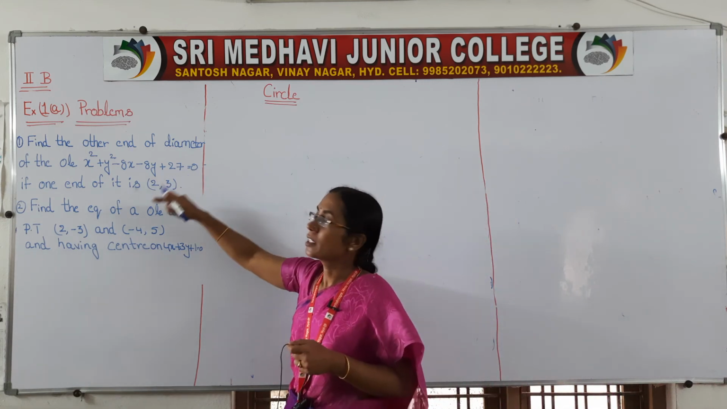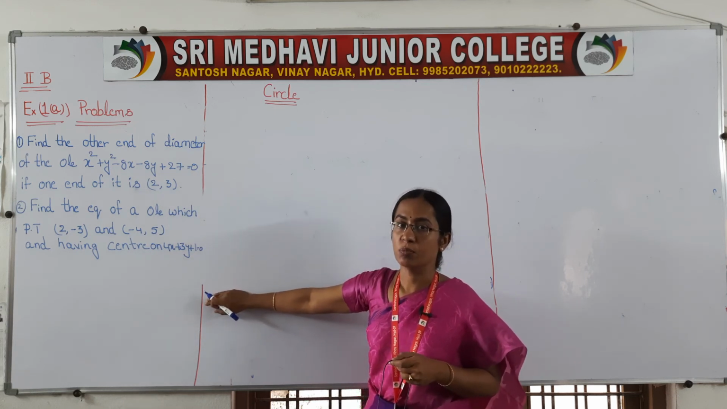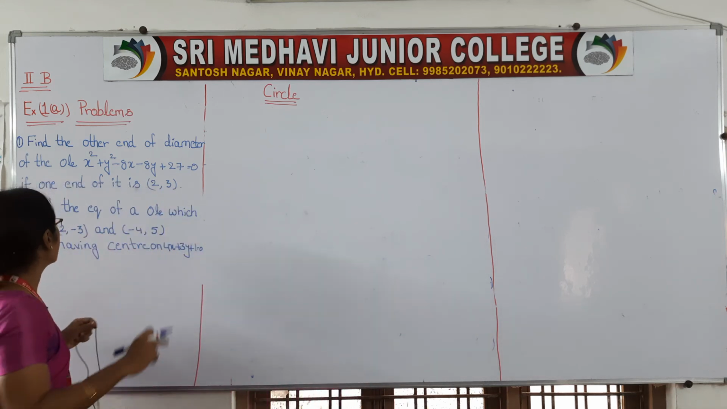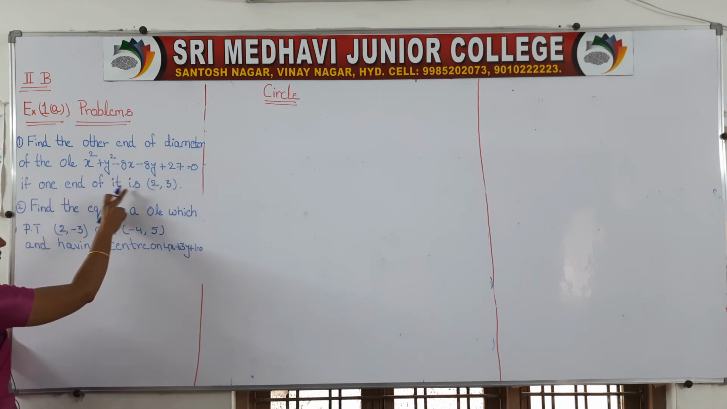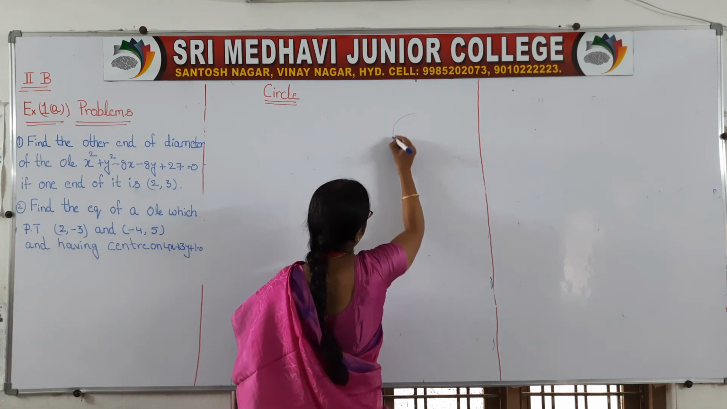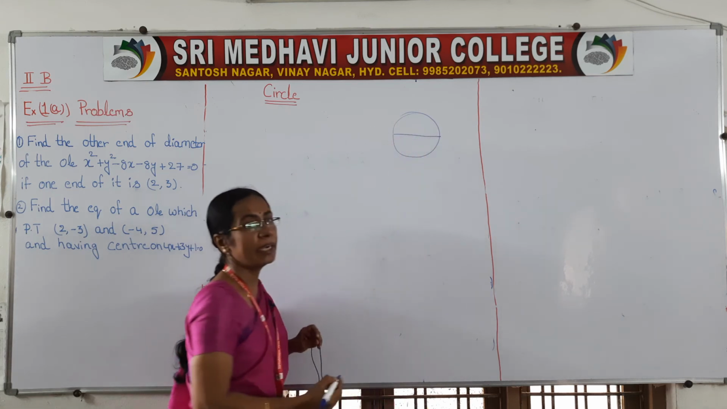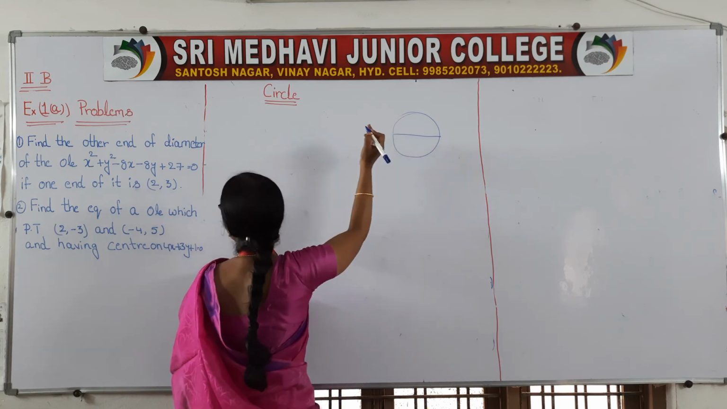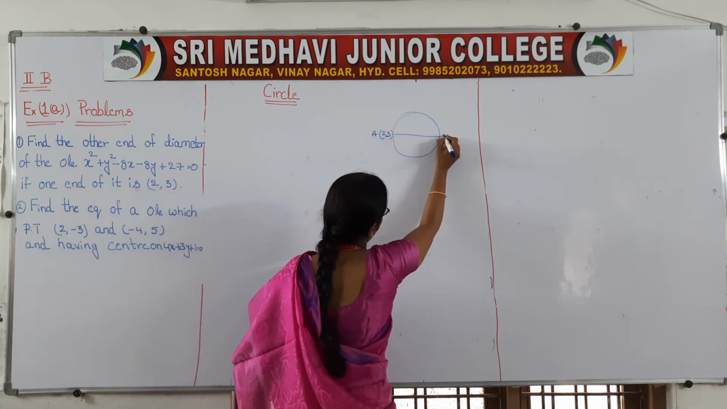So actually these are the exercise problems from exercise 1A. We are doing some problems. So come to the question. What is this question? Read the question. Find the other end of the diameter of this circle if one end of the diameter is given to you. So one circle is there. One end of the diameter is given to you. This end is given to you as (2, 3). We have to find the other end.